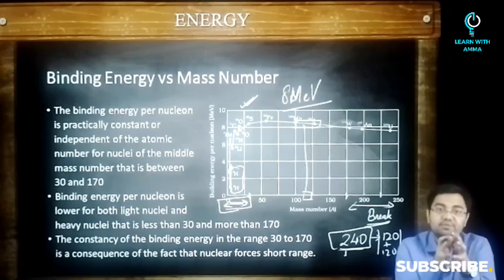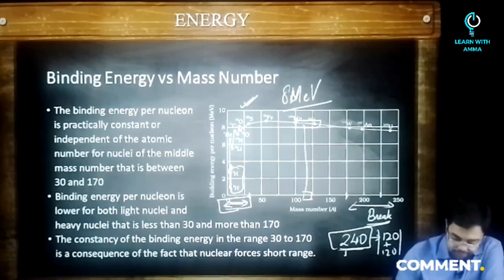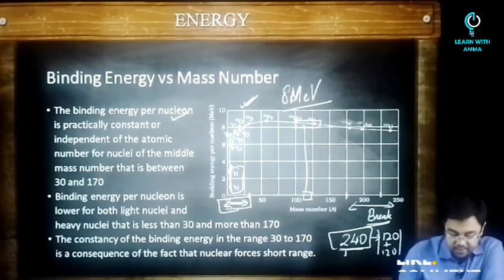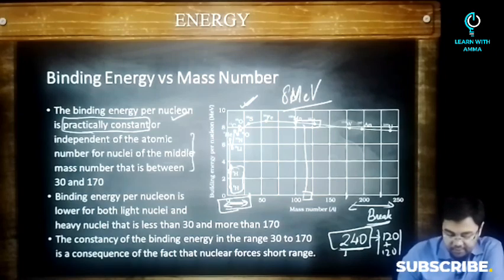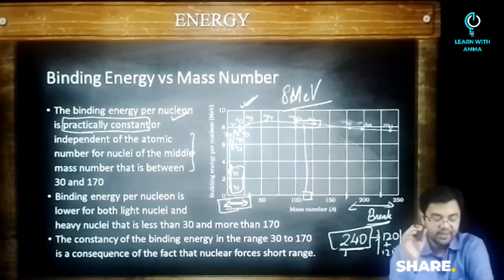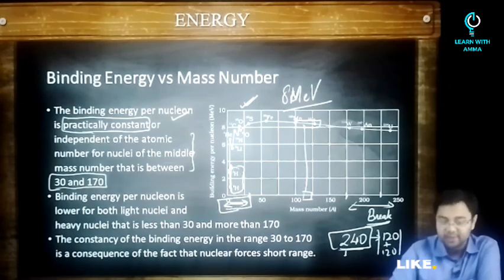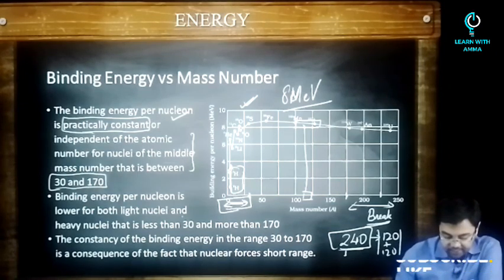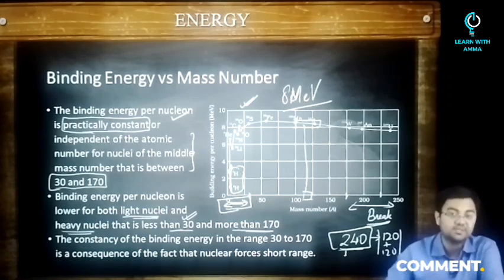So this release of energy that happens is something called the binding energy. Now the binding energy per nucleon is, if you can see this, practically constant or independent of the atomic number for nuclei in the middle mass number range between 30 and 170. So the binding energy per nucleon is lower for both the lighter nuclei and the heavy nuclei, that is, less than 30 and more than 170.